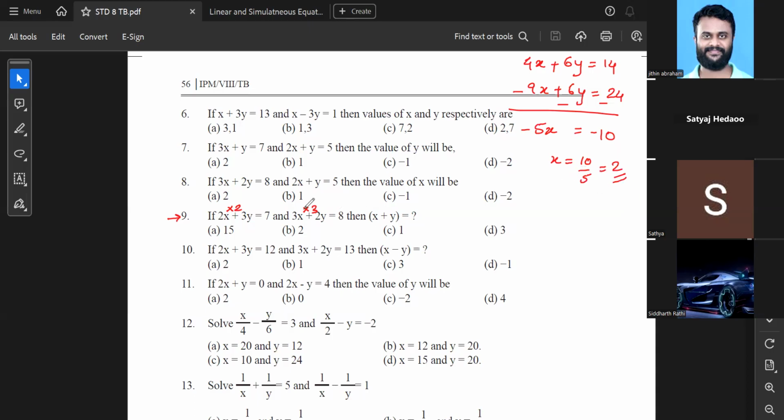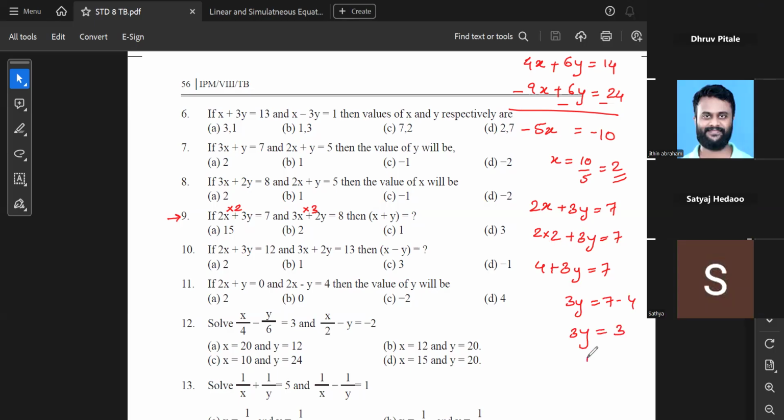Now you just substitute the value of x anywhere. I'll substitute it over here. So 2x plus 3y is equal to 7. Instead of x, I'll substitute 2. So 2 multiplied by 2 is 4, plus 3y is equal to 7. 3y will be equal to, I'll take 4 to the other side, 7 minus 4. So 3y is equal to 3. That gives me y is equal to 3 upon 3, which is 1. So once I get y is equal to 1 and x equal to 2, you simply have to add them. x plus y gives you 2 plus 1, which is 3.